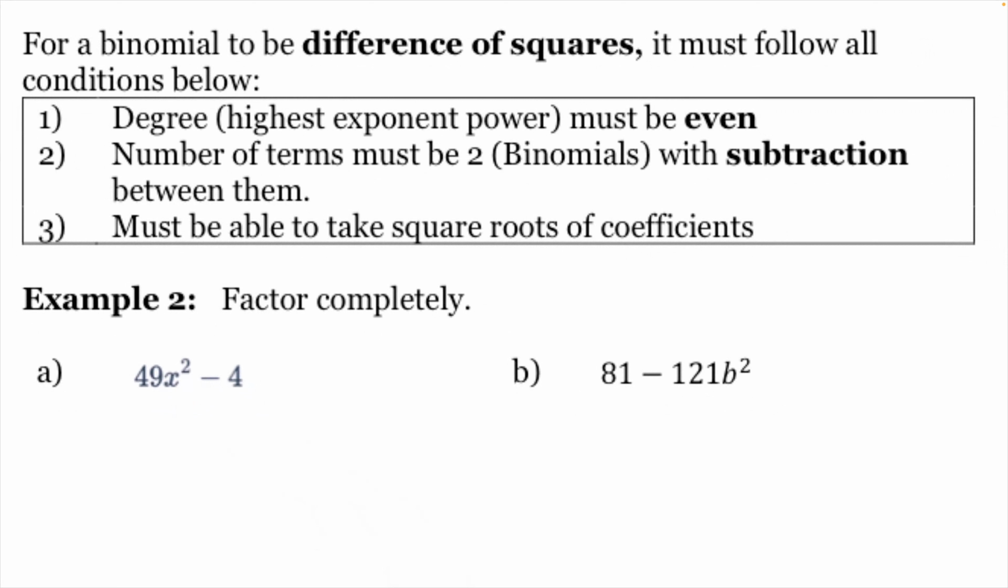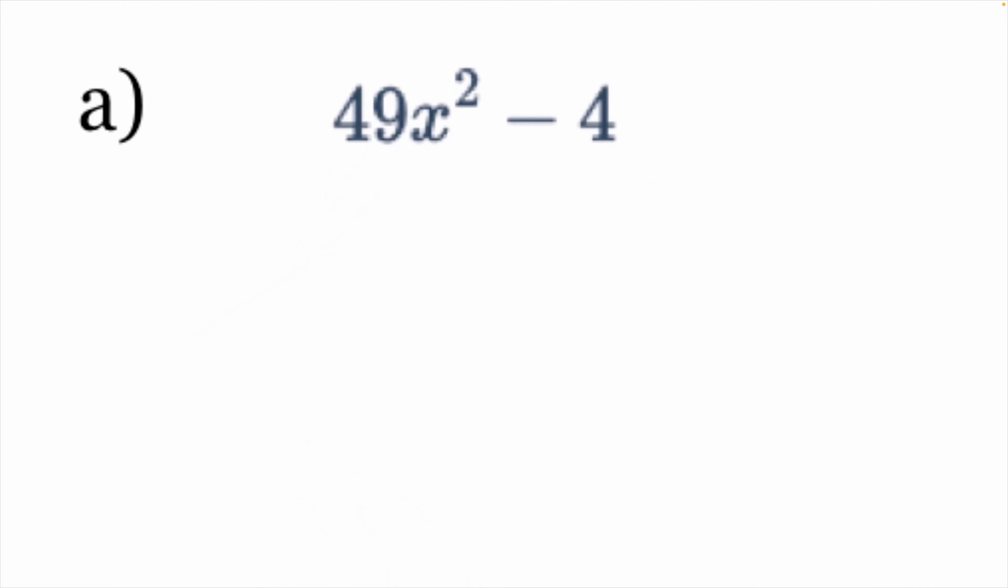Okay, so let's look at the first one. If all 3 of those conditions are met, then I can do what's called difference of squares. So I'll show you. When I show you, you might click a little bit better. Okay. So first of all, is it a binomial? Is there only 2 terms? Yes, 49x squared and negative 4. Is there a minus in between them? Okay, so that condition is met.